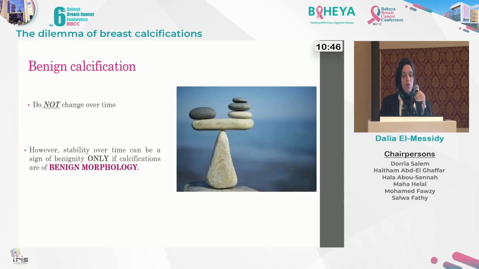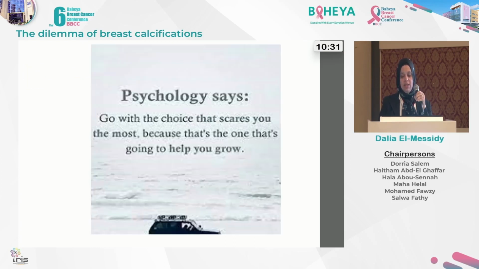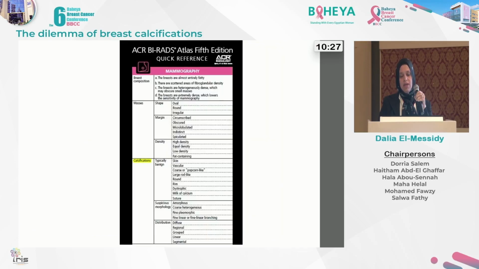However, we can only account for stability over time as a sign of benignity if the calcification is of benign morphology. If we detect a definitely benign calcification, the patient is given the BI-RADS category of 2, and she is dismissed for her routine annual screening. We are then going to discuss the less happy scenario of suspicious calcification.